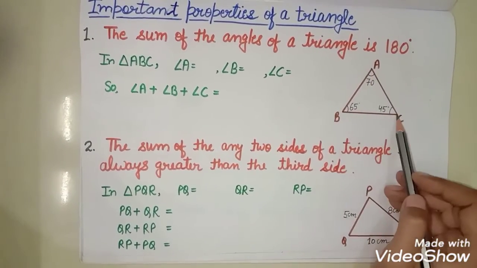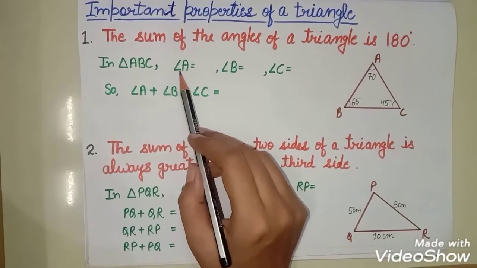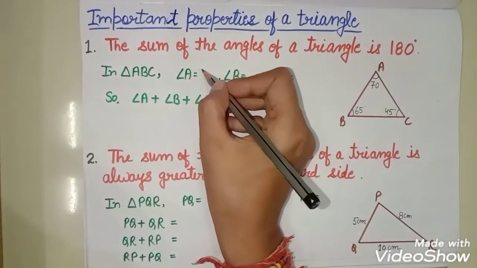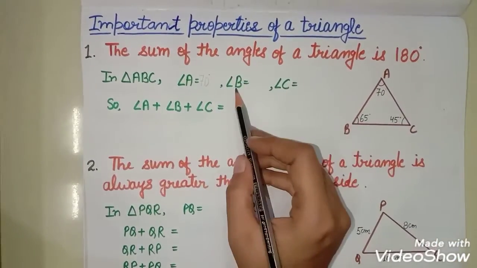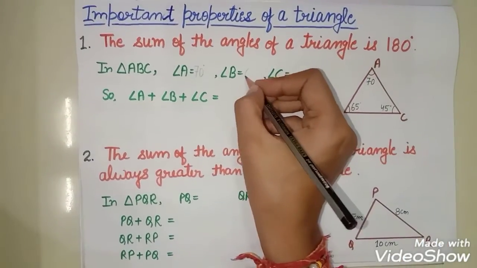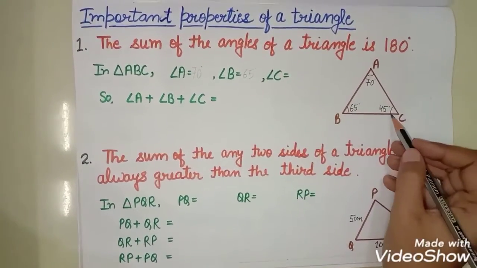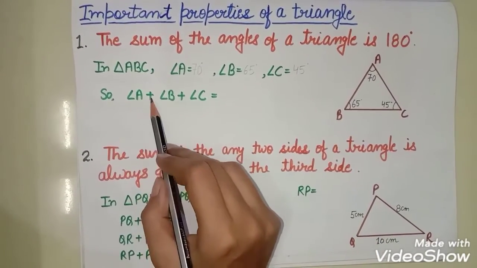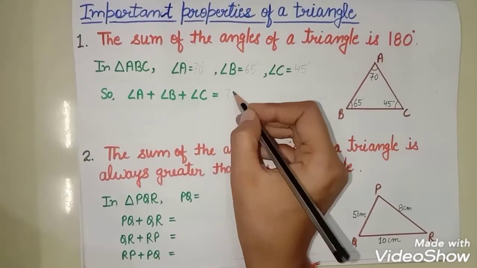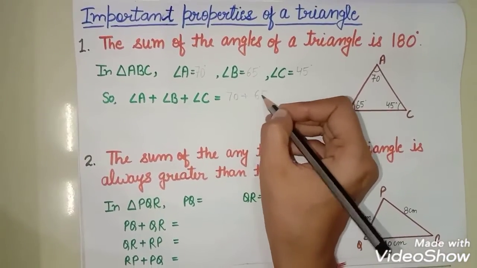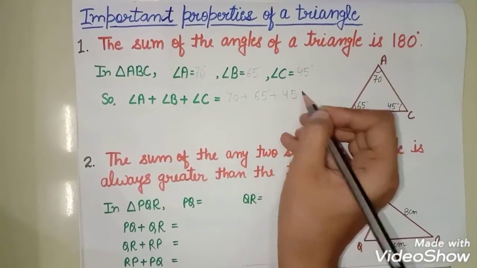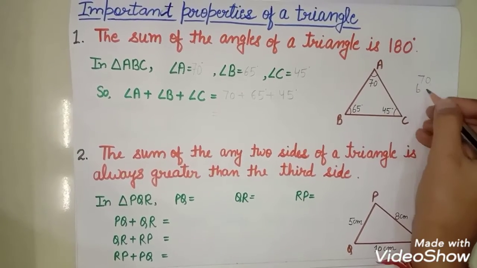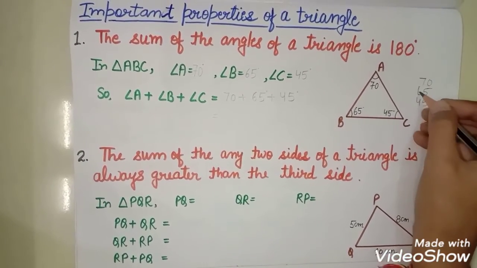Now look at this triangle and tell me, what is the measure of angle A? That is 70 degrees. So angle A is 70 degrees. What is angle B? Angle B is 65 degrees. Angle C is 45 degrees. Now add these angles. Angle A plus angle B plus angle C means 70 degrees plus 65 degrees plus 45 degrees. Add these numbers 70, 65 and 45.